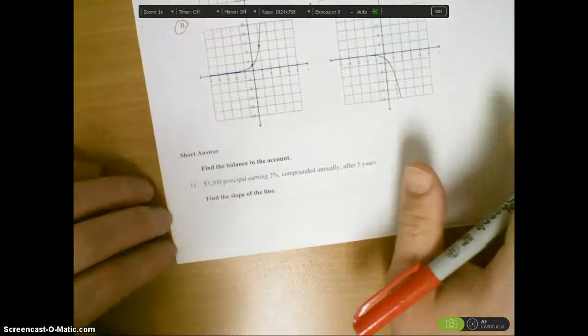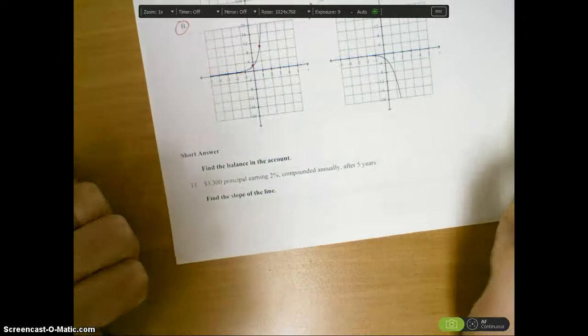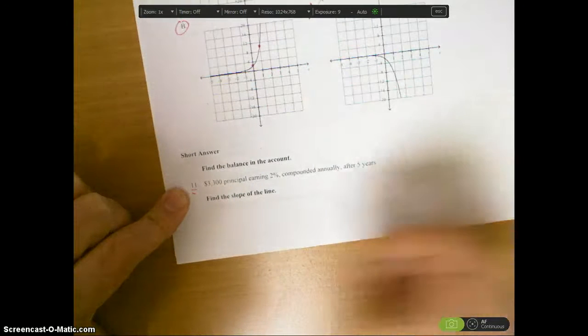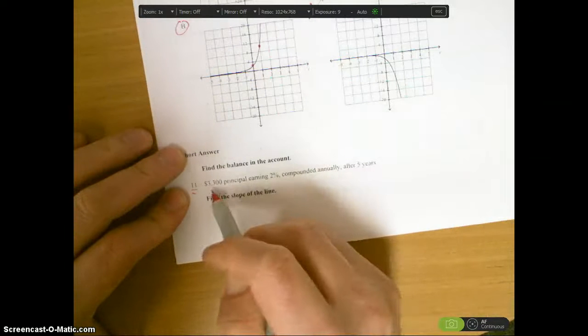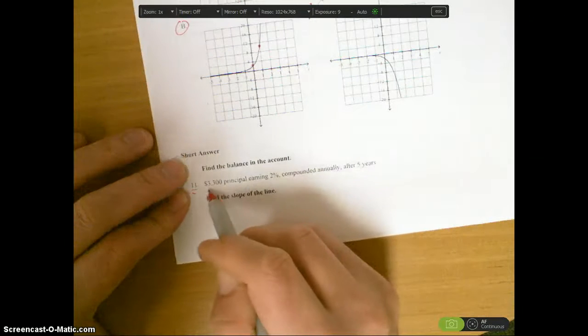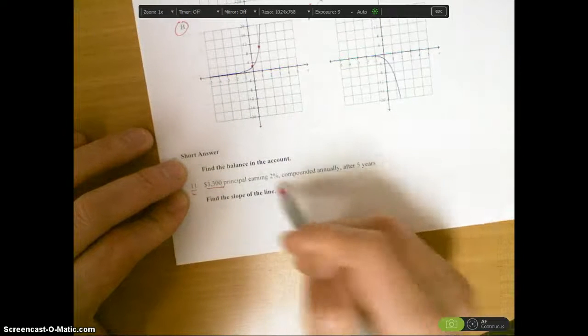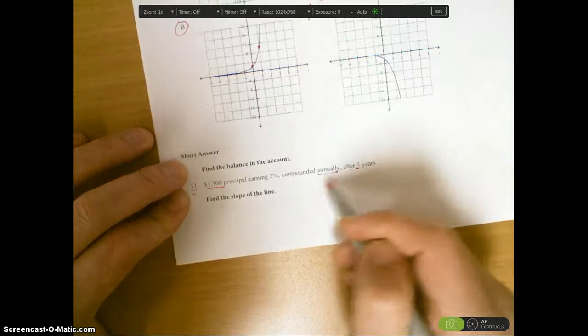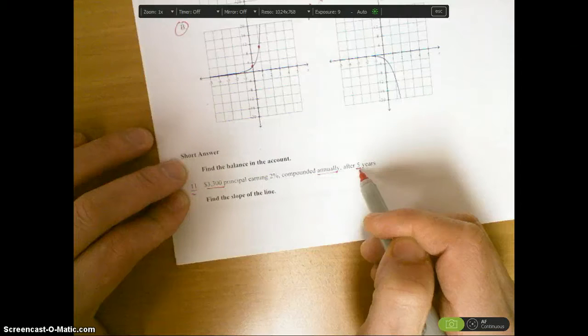Now we're into the short answer, so no more easy multiple choice. We're going to have to actually do these problems. This is another problem we're going to have to cover on Monday. But for these problems, 3,300 principal is what you're starting with. You're earning 2% compounded annually. That's once a year after 5 years. So they're going to give you 2% every year for 5 years.